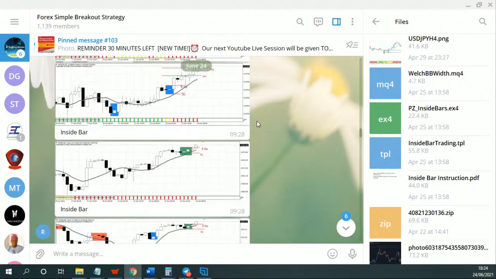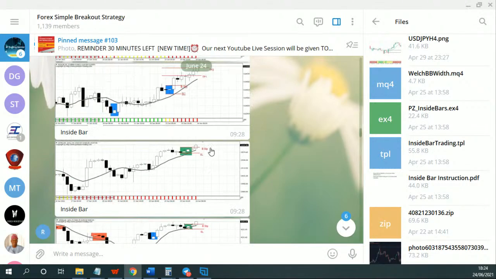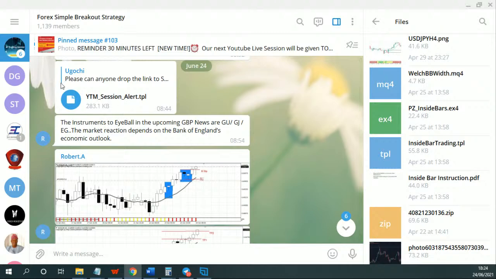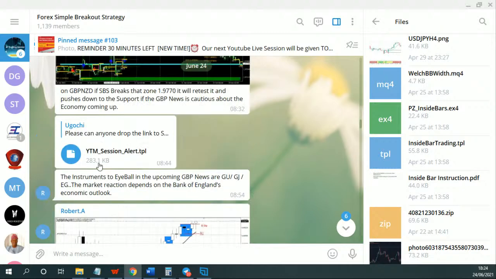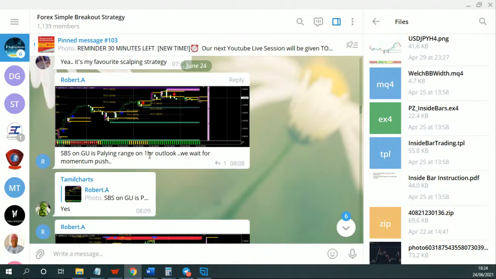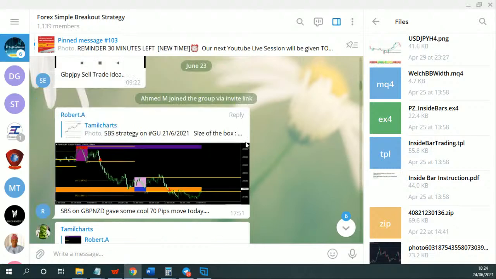When you come to Telegram, you will see things like this. These are trades that have been posted today. Some of them are doing fantastically well. Actually, you can see somebody else is asking, please can anyone drop the link to the YTM? Somebody has given it out. So yeah, you can come over here and learn a lot. Some people will be here to help you out.